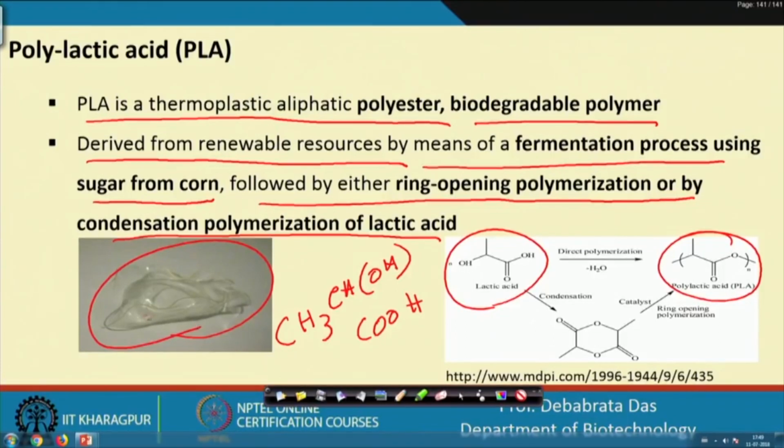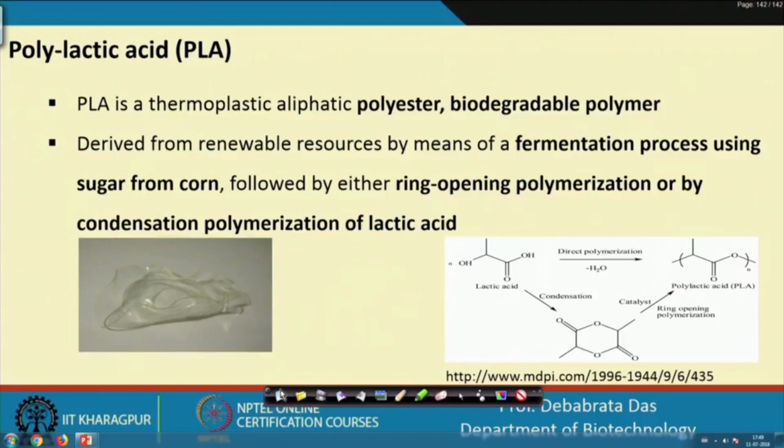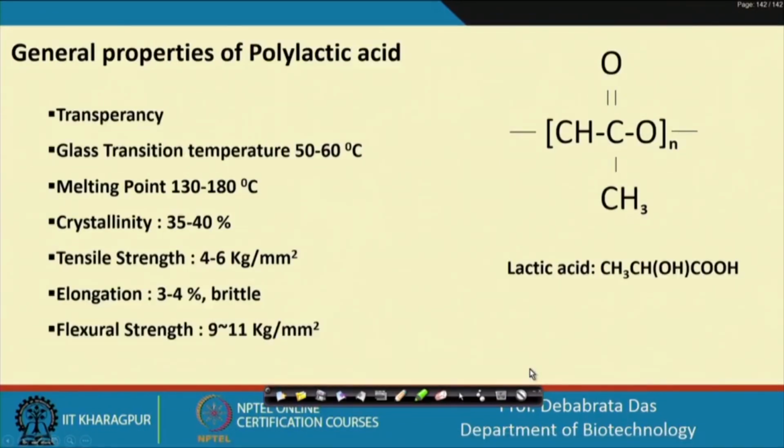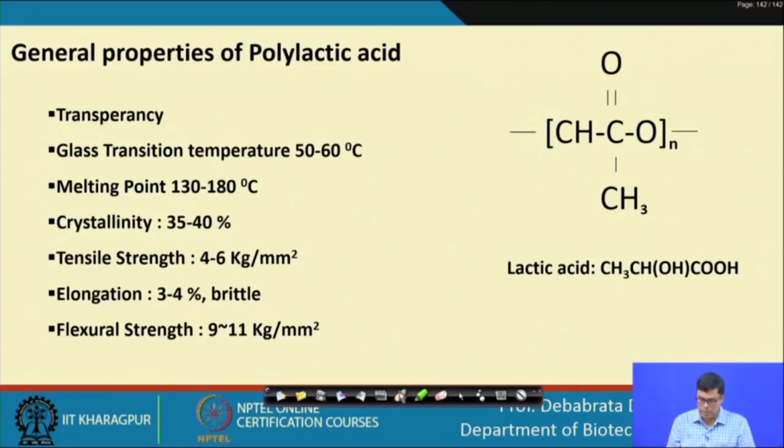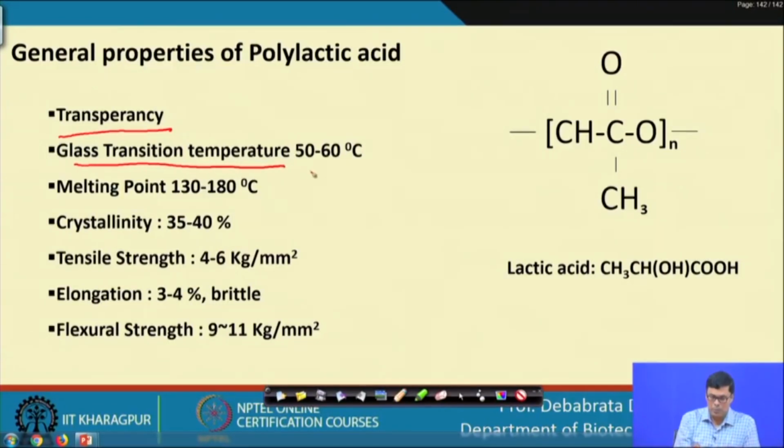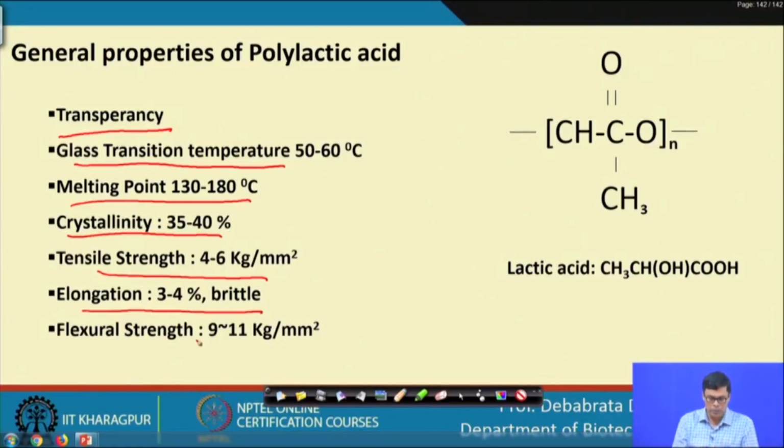It is perfectly clear. You are going to see this is a perfectly clear polymer when we extract it. Now, the general properties of polylactic acid: first is the transparency. We have already seen that it is quite transparent. The glass transition temperature is 50 to 60 degrees centigrade. Melting point is 130 to 180 degrees centigrade, which is quite high. Crystallinity is 30 to 40%. Tensile strength is 4 to 6 kg per square millimeter. Elongation is 3 to 4%, and flexural strength is 7 to 11 kg per square millimeter.